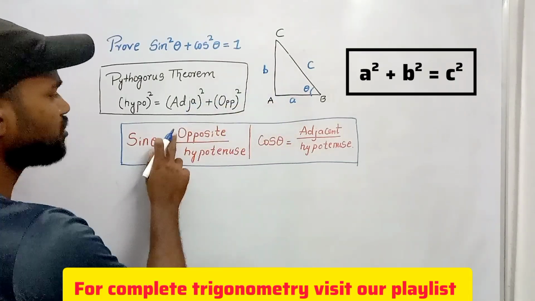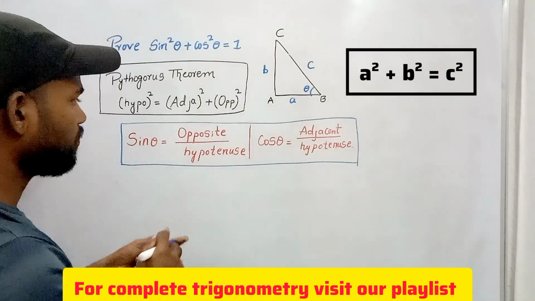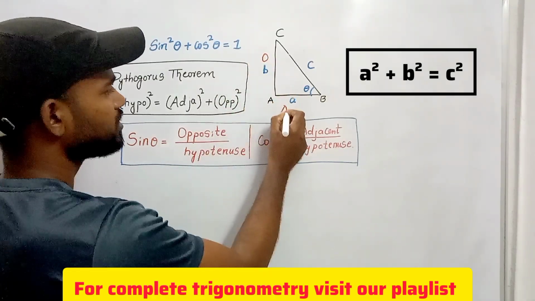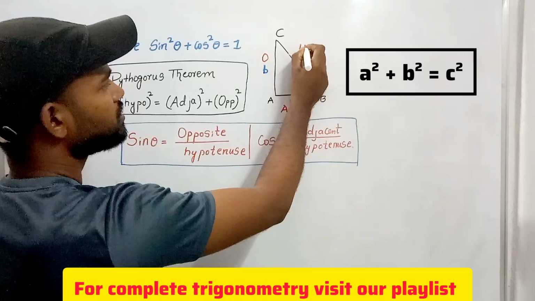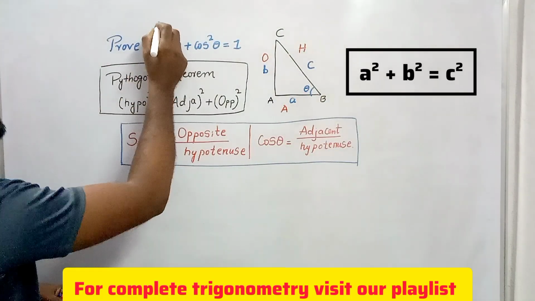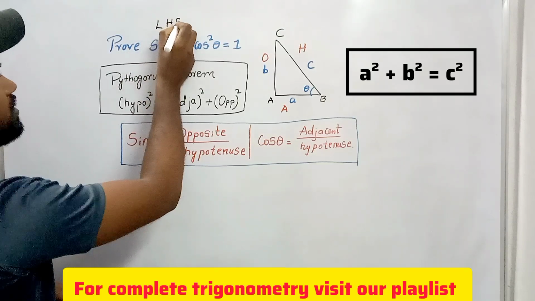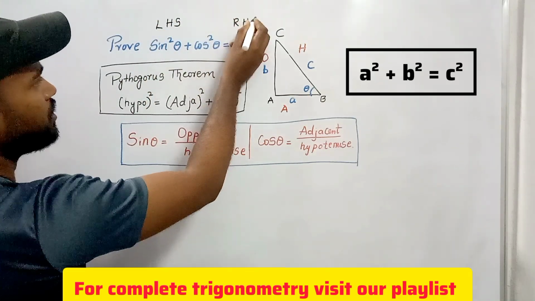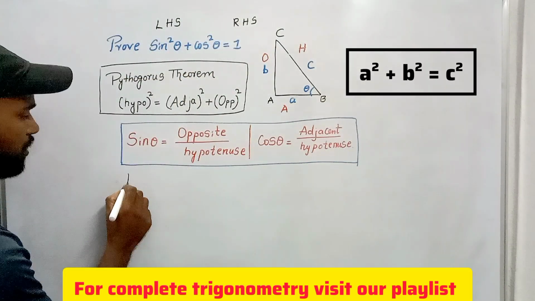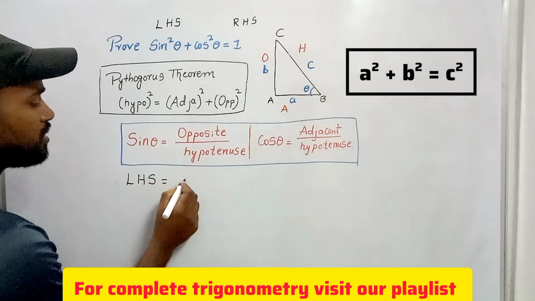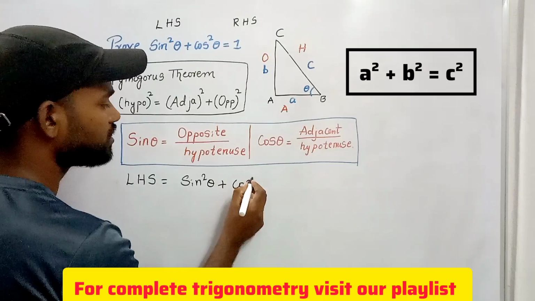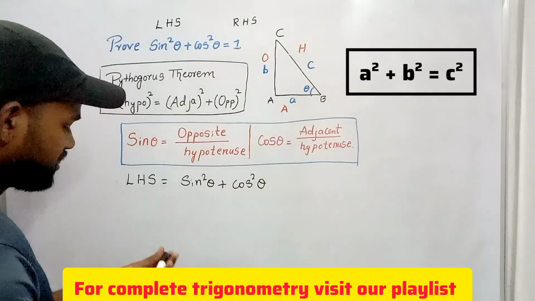So now let us write down what is sin theta from this triangle. Sin theta can be written as opposite by hypotenuse. So this is your opposite, this is your adjacent and this is your hypotenuse, right? So let us substitute the values here. First we are taking the LHS. This is my LHS and this is my RHS. I am taking the LHS and I am going to prove that it is equal to the RHS. The LHS is sin square theta plus cos square theta. Alright.